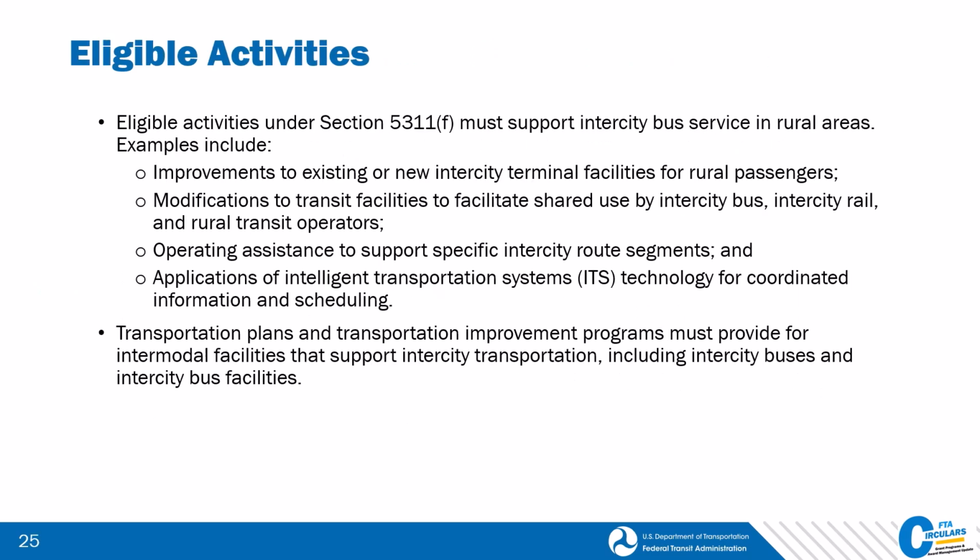Eligible activities under Section 5311F must support intercity bus service in rural areas. Some examples include improvements to existing or new intercity terminal facilities for rural passengers, modifications to transit facilities to facilitate shared use by intercity bus, intercity rail, and rural transit operators, operating assistance to support specific intercity route segments, and applications of intelligent transportation systems technology for coordinated information and scheduling.